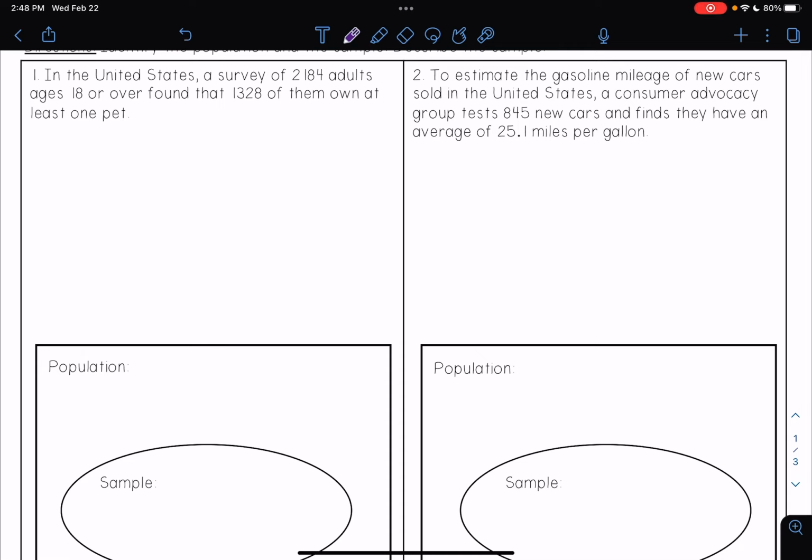So here the population consists of the responses of all adults ages 18 or over in the United States. And so for population, I'm just going to write responses of all adults ages 18 or over in the U.S.